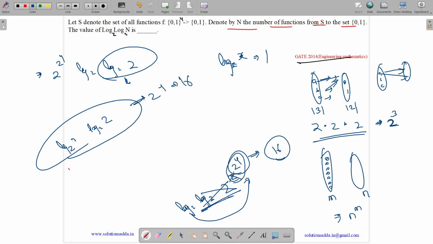Or you can even calculate this value and then apply log base 2 two times. Even then you are going to get the same answer. So the answer to this question is 16.